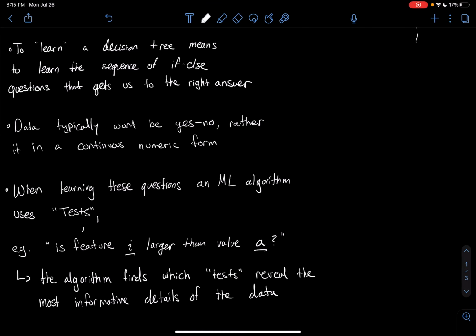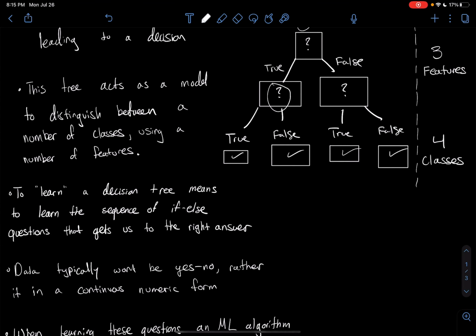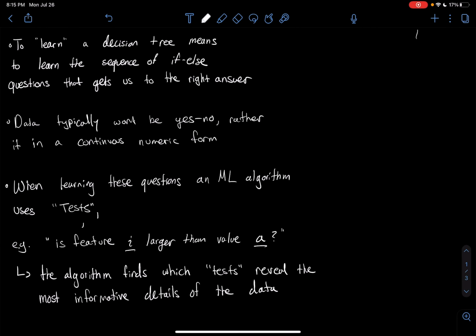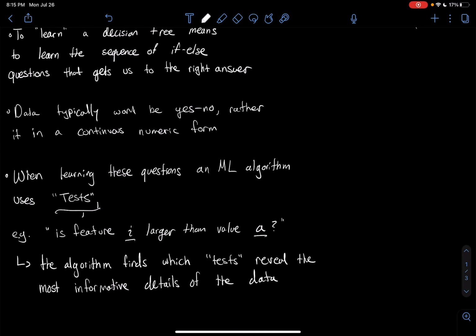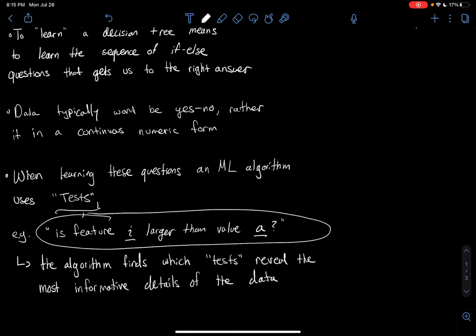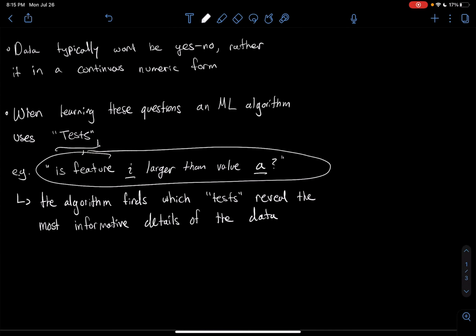These questions that we're asking every time we reach one of these boxes are also known as tests. You can test to see if this feature is present or if this feature is absent. Because oftentimes you're using quantitative data, continuous numbers, once your algorithm learns, you'll see things like, is this feature larger or smaller than a certain value? The algorithm finds which tests reveal the most informative details of the data.